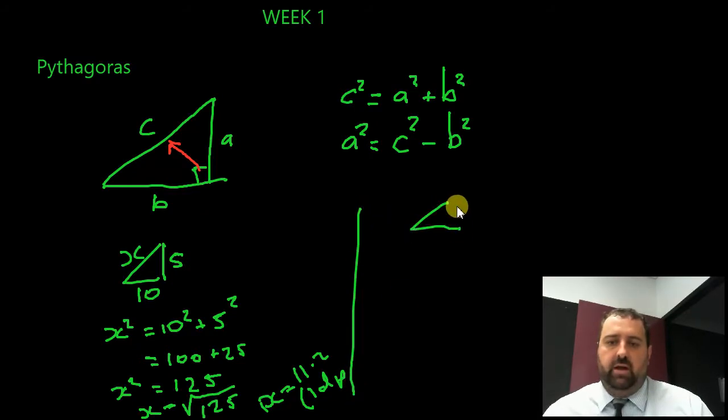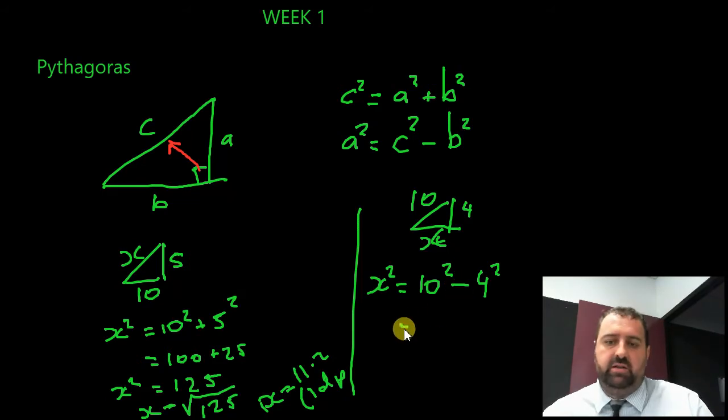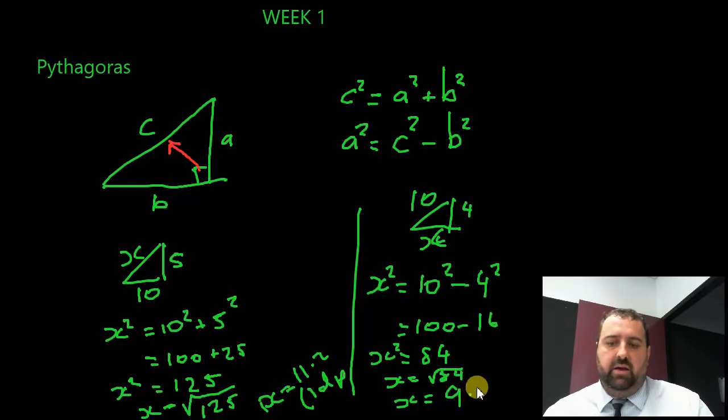is one where we have to find a short side. So in this case, 10 is going to be the long side, 4 is going to be this side, and X you can see is one of the shorter two sides. So in this case, X squared is 10 squared minus 4 squared. Notice that when it's a short side, we do minus. So we do 100 minus 16. So X squared is 84. So X is the square root of 84, which comes out to be about 9.1. Yet again, rounded off to 1 dp.